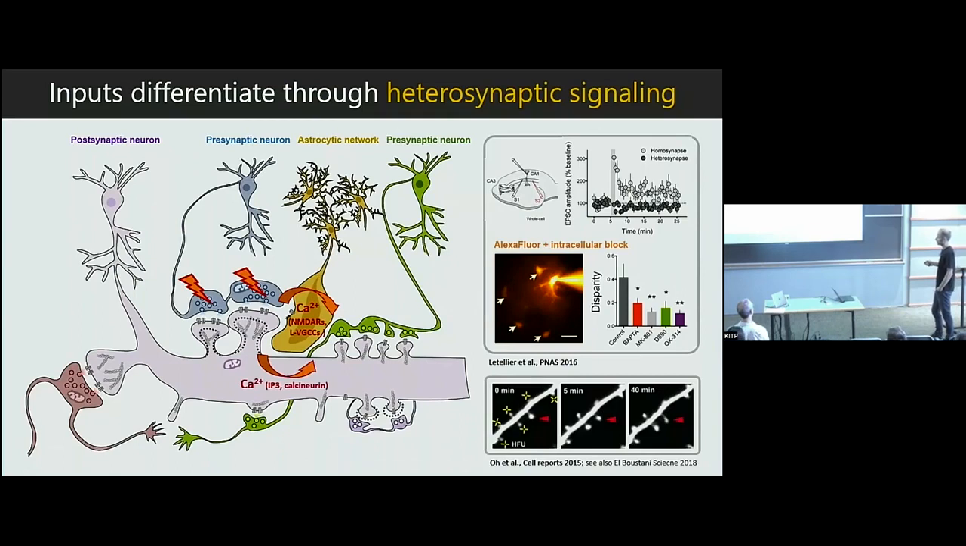And similarly, on the postsynaptic side, it was shown that spines also undergo similar heterosynaptic interactions through calcium signaling. So this is work from Karen Zito's lab showing that if you induce LTP through glutamate uncaging at a bunch of spines, here you can get heterosynaptic shrinking. So clearly activity promotes the disparity between distinct inputs.